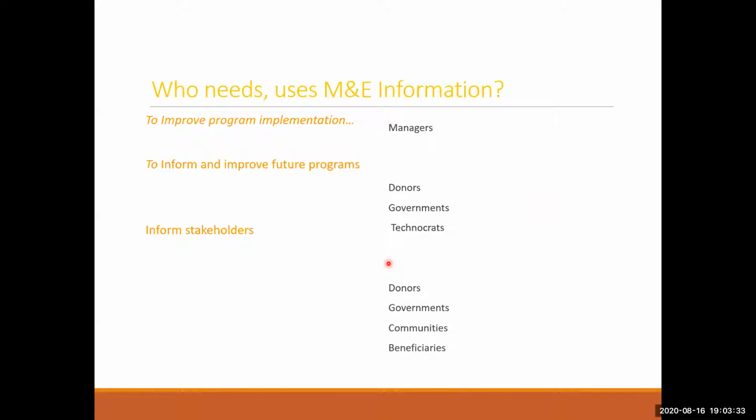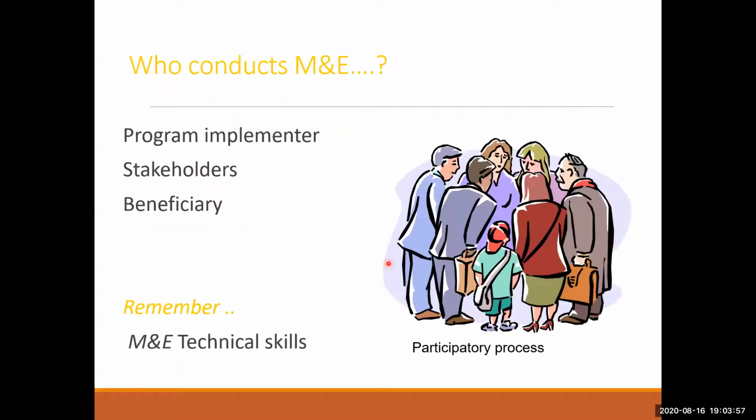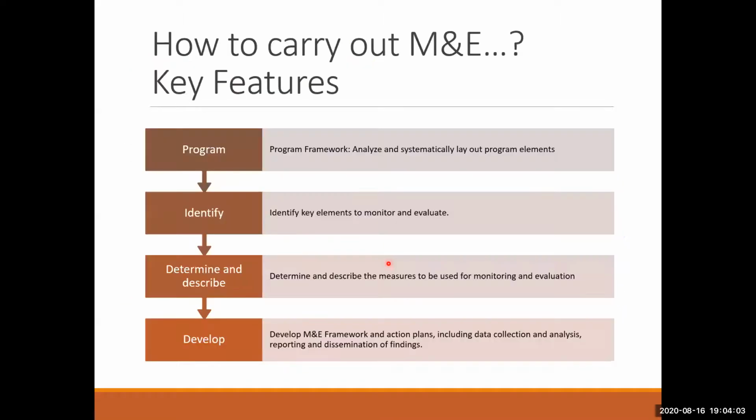Who needs to use M&E information? As we said, it depends on your position. Maybe your assistant, so your manager or your officer will need it. If you are a monitoring and evaluation manager, program manager, program officer, or program assistant, you will need it. And if you are representing an organization, the donor will need it to inform you. Who conducts the M&E? The program implementer, which is the M&E staff.